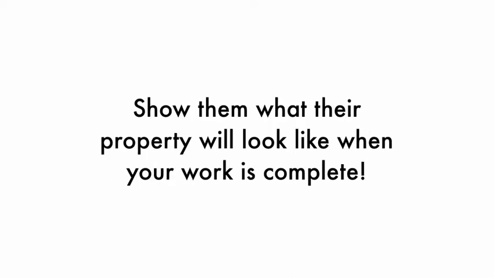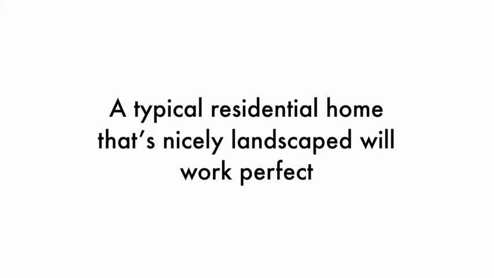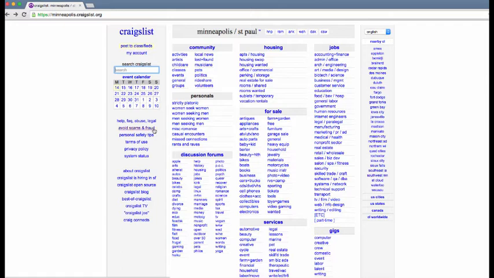Next, show them what their property will look like when your work is complete. This doesn't need to be a $30,000 project on a $1 million house. It can be just a typical residential home that's nicely landscaped, and this will work perfect because most of the time the people that are on Craigslist looking for landscaping are going to be middle class people. They don't have $1 million homes. They want to see what their house will look like, not what a $30 or $50 or $100,000 project will look like, because that's completely out of their budget. But if they're willing to spend $5,000 or even $10,000, then your Craigslist advertising campaign has certainly paid for itself many times over. So let's get into creating your ad.